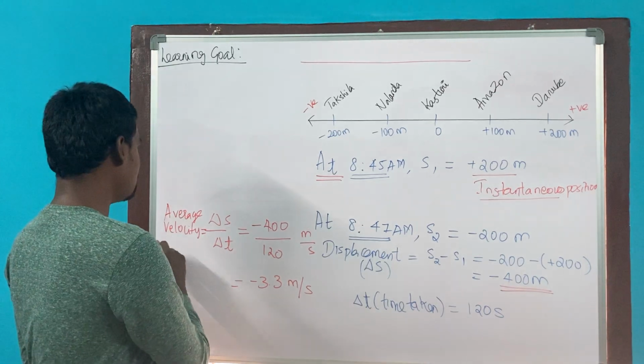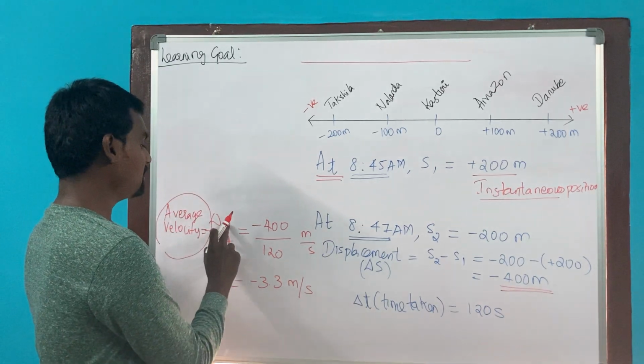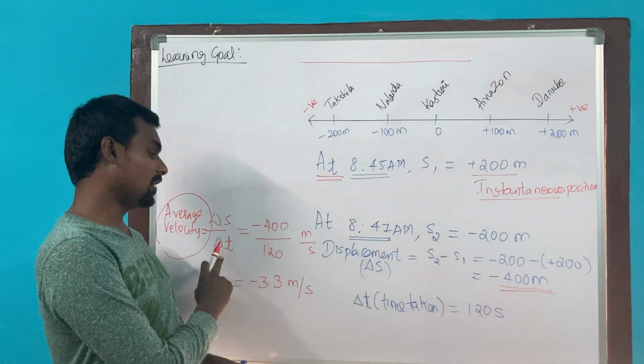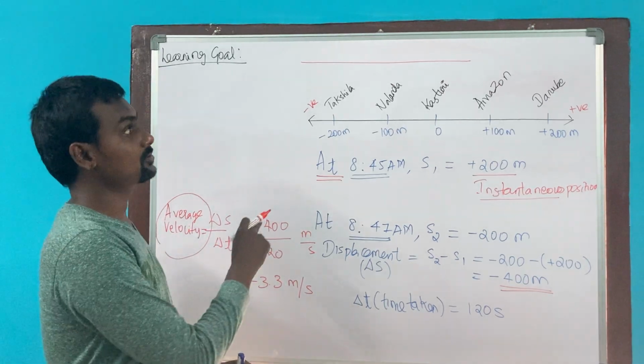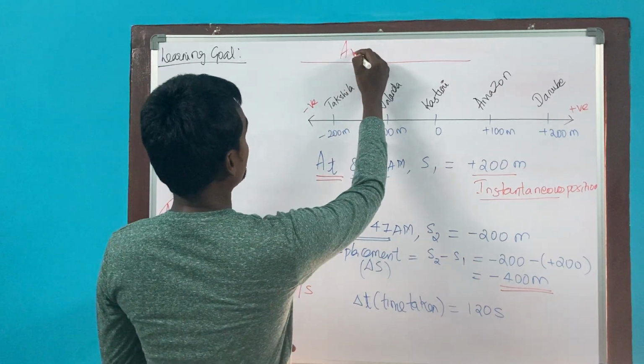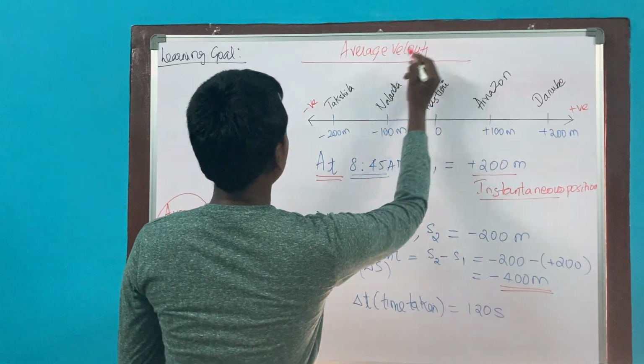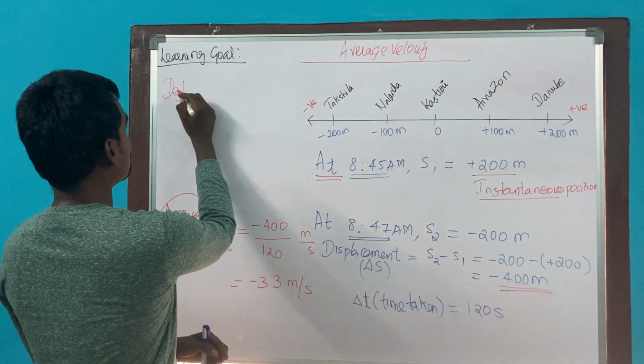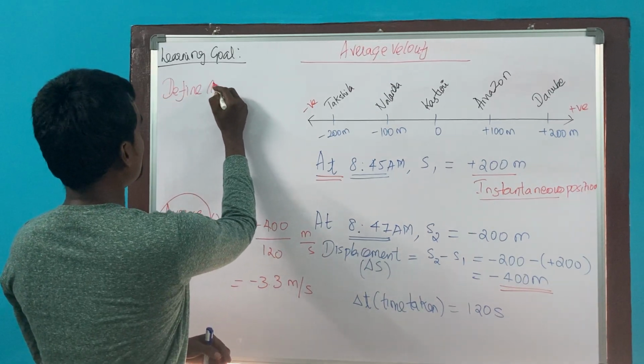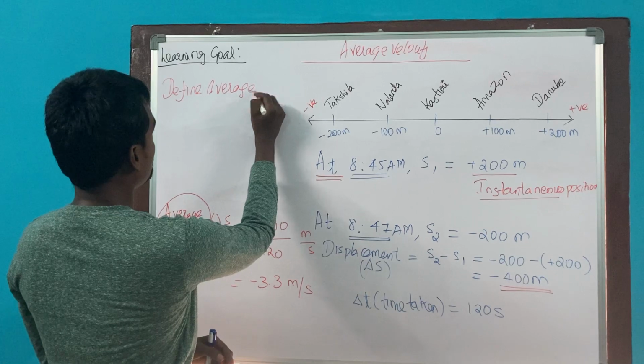So average velocity is given by displacement divided by time taken. So that is the topic today. So average velocity is what I wanted to teach you, and the learning goal was to find average velocity.